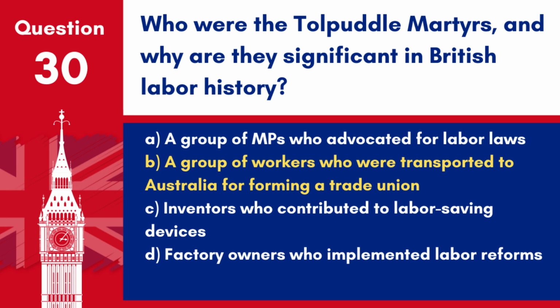Answer. B. A group of workers who were transported to Australia for forming a trade union. The Tolpuddle Martyrs were significant in British labour history as they highlighted the harsh treatment of workers and sparked a significant public outcry that eventually led to improved rights for trade unionists.